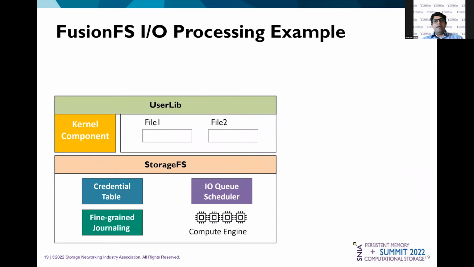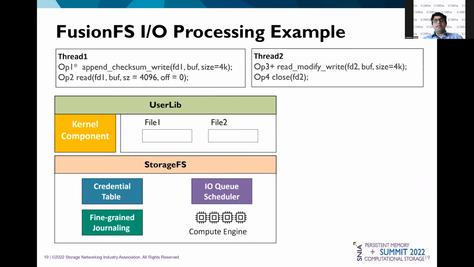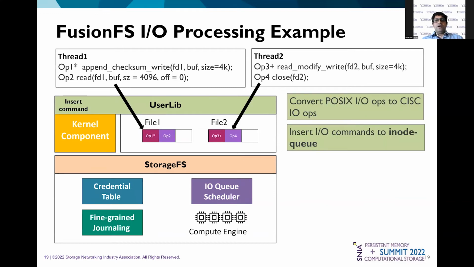To give you an example, let's say there are two threads, and these threads are operating on their own file. Here, operation 1 and operation 3 are issuing a CISC operation, which includes append, checksum, write. And operation 2 and operation 4 are issuing simple POSIX read and write. When applications issue these requests, the library converts them into a set of NVMe commands and then adds them to each file's dedicated NVMe queue.